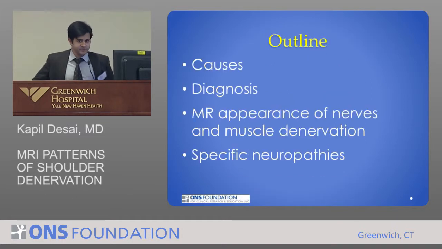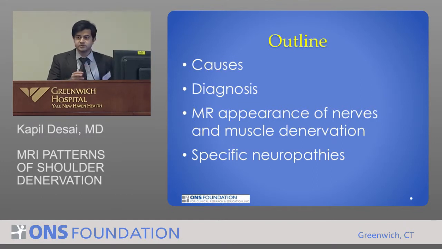The outline of this talk: we're going to talk about different causes of shoulder denervation, how we go about making that diagnosis, do a little bit on the MRI appearance of nerves and muscle denervation, and also talk about specific neuropathies you may encounter in the shoulder.